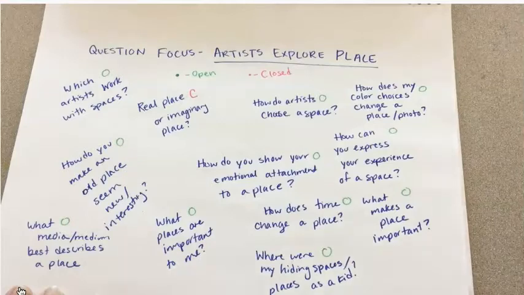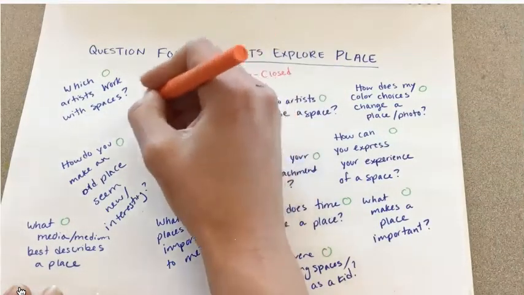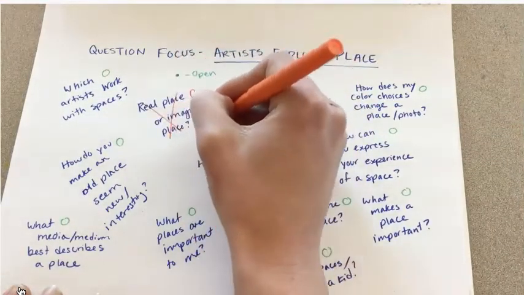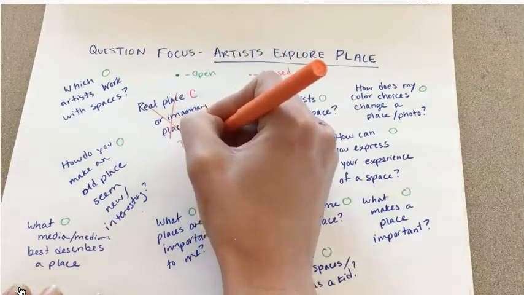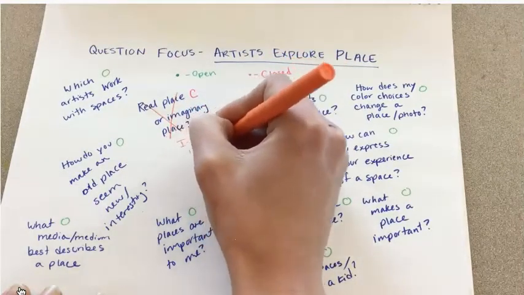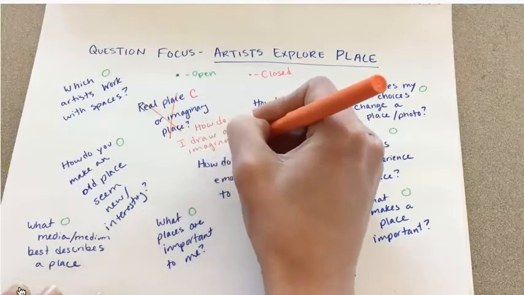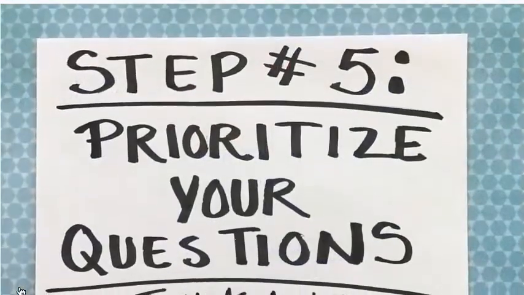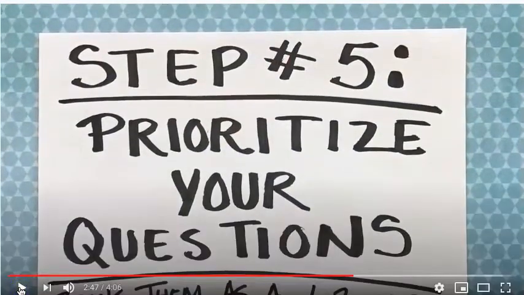It's either 1 or 2 answers because of the word or. So they are going to change that to an open question, as you will see, by writing, how do I draw an imaginary place? There, of course, is more than one answer to do that, right? More than one right answer. So they change the closed to the open.